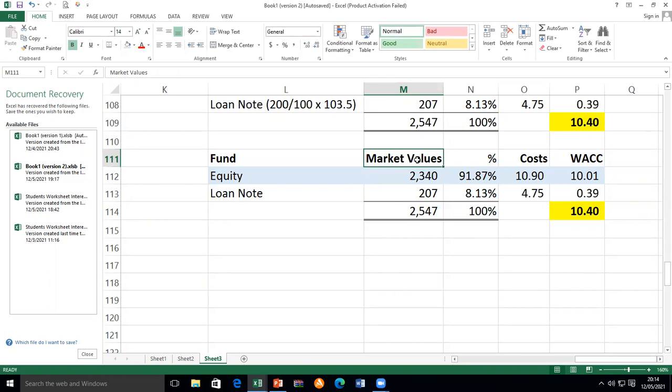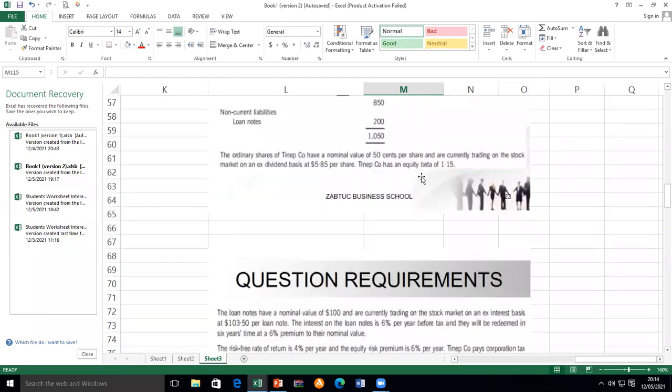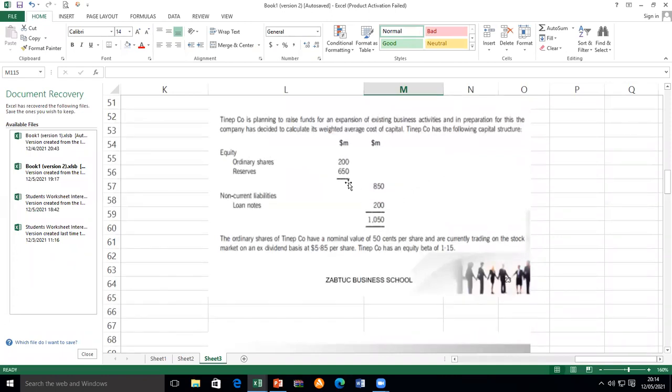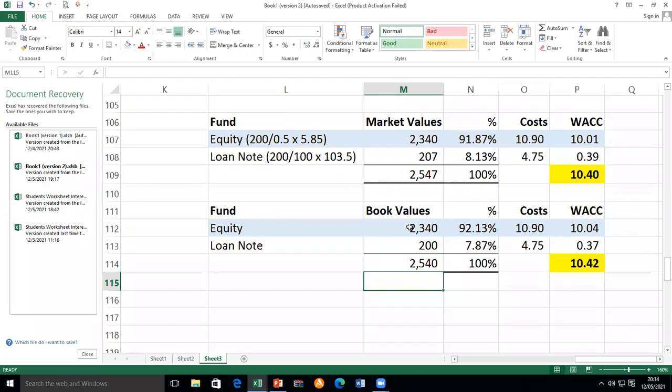So, book values. That one was 200. The book values here, you pick them here. Look at what I would do. 200 plus 650, that's 850. Book values is 850.